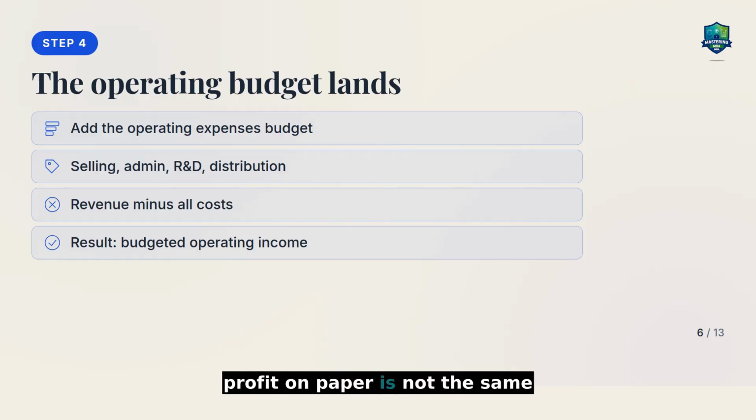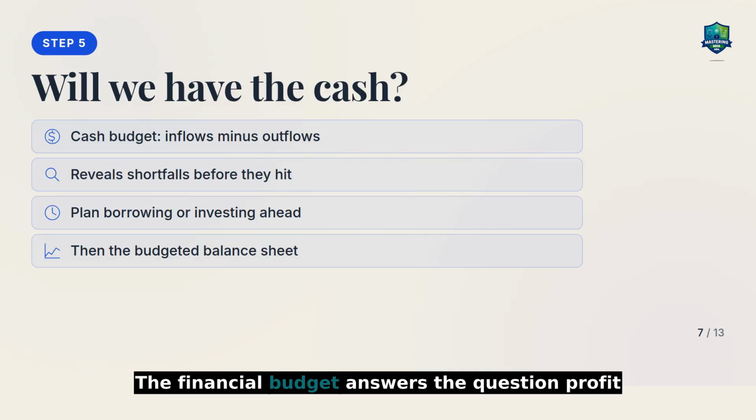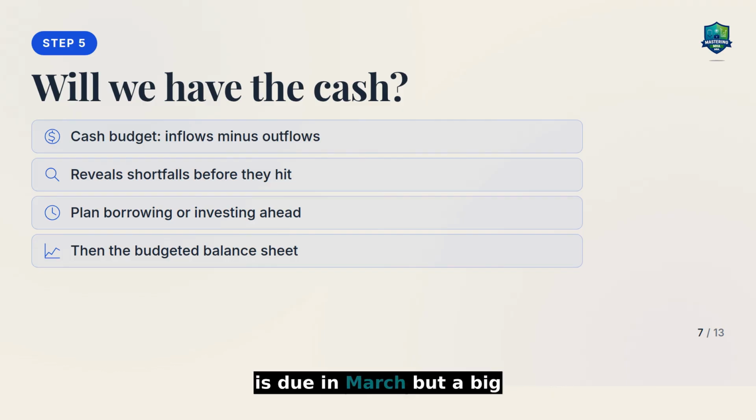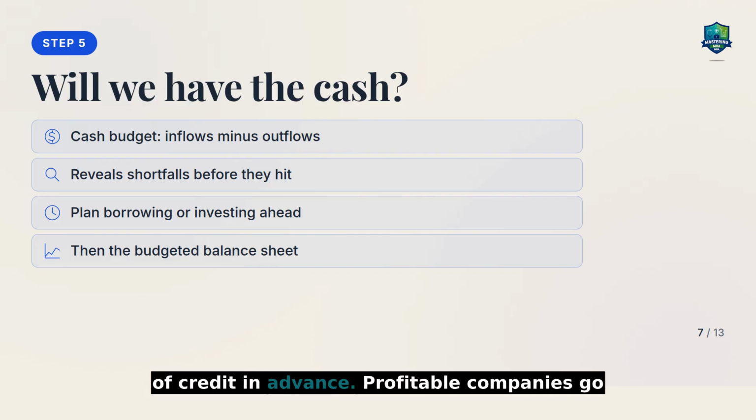But profit on paper is not the same as cash in the bank, which is where the financial budget comes in. The financial budget answers the question profit cannot. Will we actually have the cash? Its centerpiece is the cash budget, which lays out expected cash receipts and cash payments month by month. This is where a company spots a cash crunch before it happens. Maybe payroll is due in March, but a big customer does not pay until April, so it arranges a line of credit in advance. Profitable companies go bankrupt by running out of cash, not by lacking profit. The financial budget finishes with the budgeted balance sheet, the projected financial position at year end.